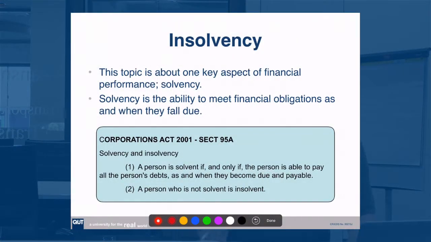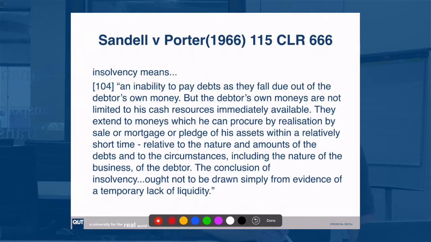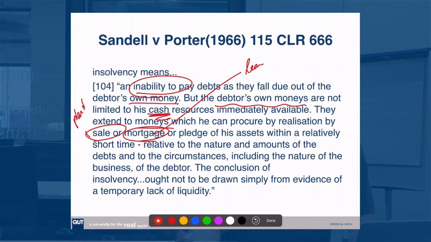This complexity is set out in the judgment here in Sandell and Porter, where you can see that it's about an inability to pay debts out of your money, but the debtor's money or the company's monies aren't limited to cash, right? They extend to money that you can get by, say, selling plant and equipment or land or some other asset, or by mortgage, so if you can go get a loan. Right? That means you'll be able to pay your debts as and when they fall due. But notice here, within a relatively short time.